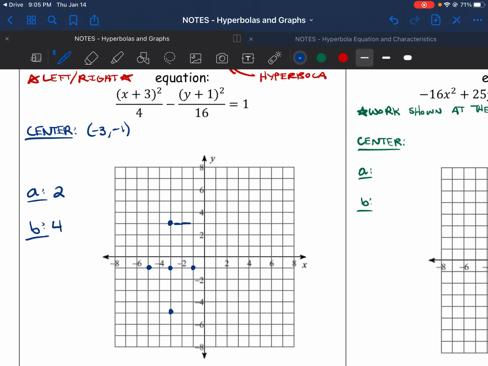So let's go ahead and draw a little rectangle going around the center using the vertices and the covertices. And then we also want to sketch in some asymptotes connecting the diagonals of the rectangle. And remember, we're sketching here, so it doesn't need to be 100% accurate, but try to make it as accurate as you can.